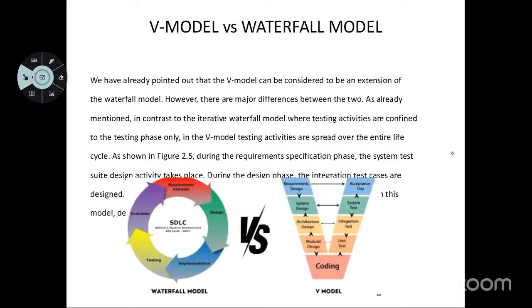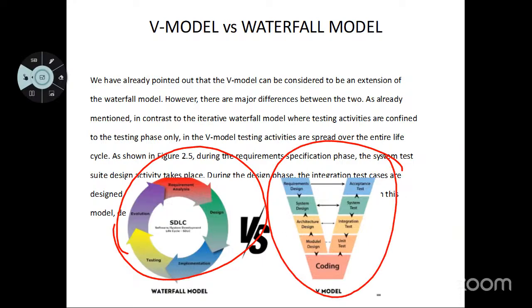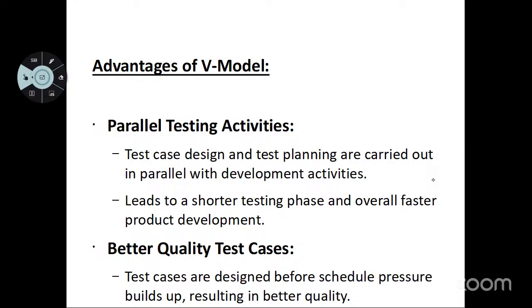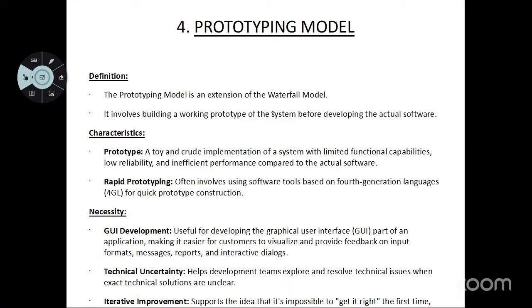Then we have seen the differences between the V model and the waterfall model, which we saw in our previous class. In the V model you can go for parallel testing activities, and you also get better quality test cases. That is the advantage of the V model over the waterfall model. This is what we saw in yesterday's class.